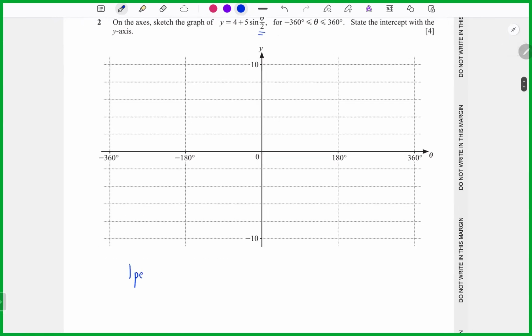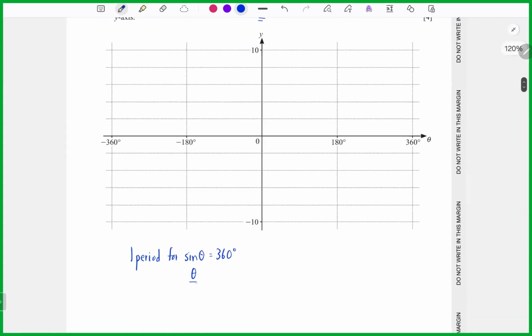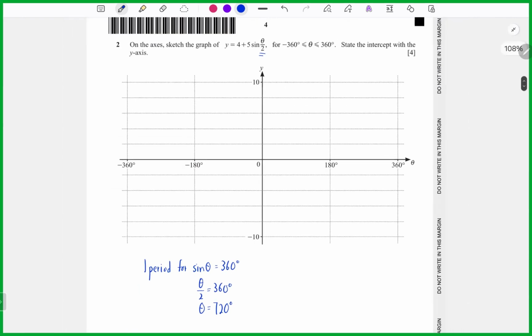Now we try to recall: one period for sine equals 360 degrees, right? So you can take theta over 2 equals 360 degrees. So theta will equal 720 degrees. Okay, so you see it goes until 720 degrees, right?